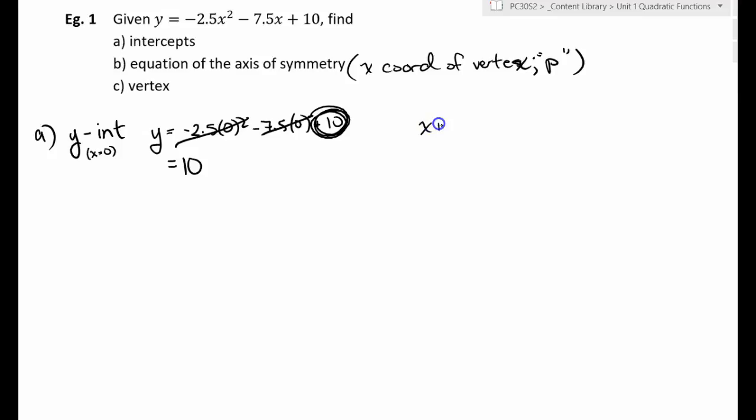My x-intercept is a little bit more challenging. I have to factor. Okay, so starting with set it equal to 0 because y is 0 now.